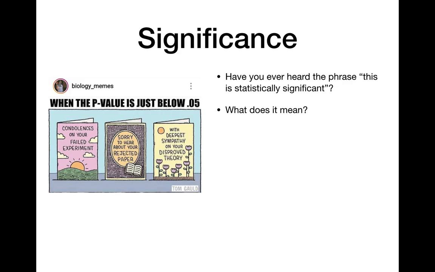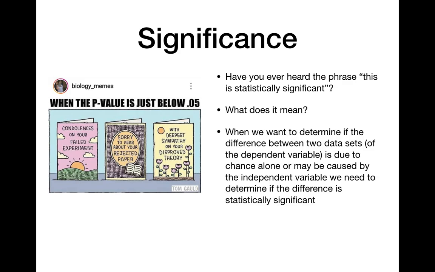The pattern is actually unlikely to happen due to chance. It has to be caused by the variables interacting. So if we want to see if the difference between two data sets is due to chance alone or due to variability in the population of a sample alone, or whether that is due to some sort of relationship between the variables. So the independent variable is causing this change in the dependent variables or not. So to do this, we have to figure out, is it statistically significant?